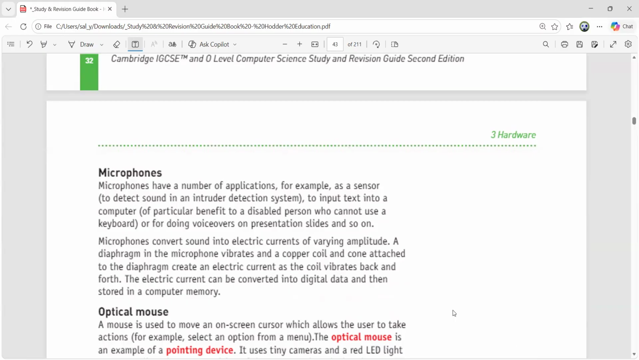It is going to be beneficial for a disabled person who cannot use a keyboard, or for doing voiceovers on presentation slides and so on. The way we are presenting, we are using our microphones for the purpose. So I think this is a very clear description.